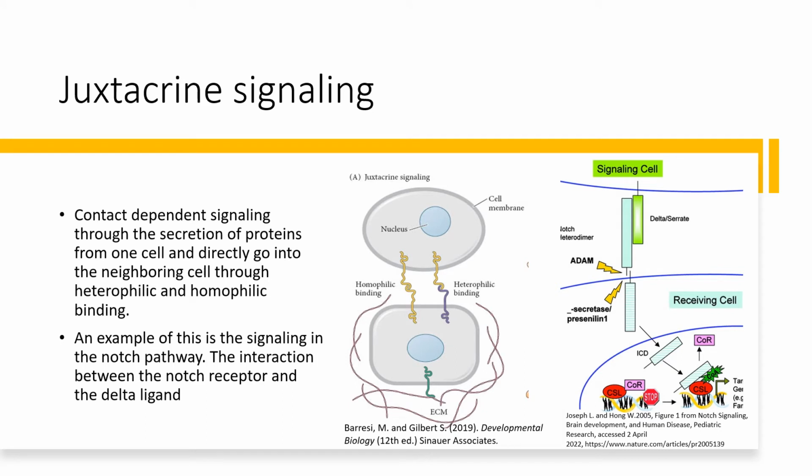Juxtacrine signaling is a contact-dependent form of cell-to-cell communication. They communicate through heterophilic and homophilic binding. Heterophilic binding involves binding between two different types of receptors, and homophilic binding involves the binding between the same type of receptors. They transmit signals directly through this type of binding into the neighboring cell. An example of juxtacrine signaling is the Notch pathway and the interaction between the Notch receptor and the delta ligand.